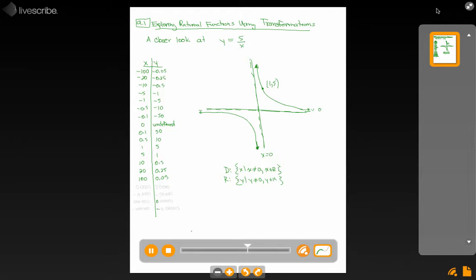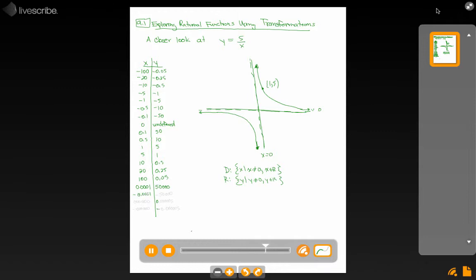I left some spaces here in my table of values. If I put in a really tiny little number like 0.0001 for x, you'll see that 5 divided by that is going to actually be a gigantic number, 50,000. And so, the smaller the number you put in for x, the larger number you get for y, and that's the behavior close to the asymptote here. The same would be true on the other side.